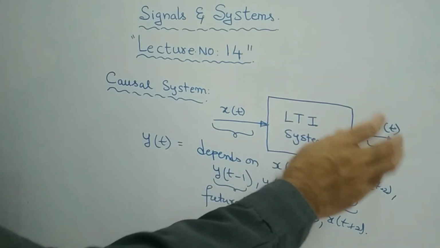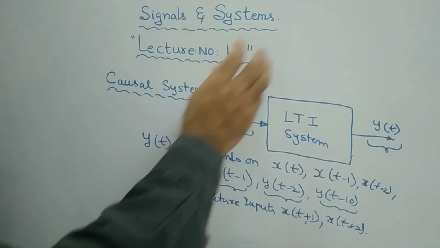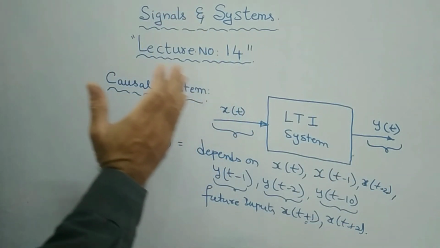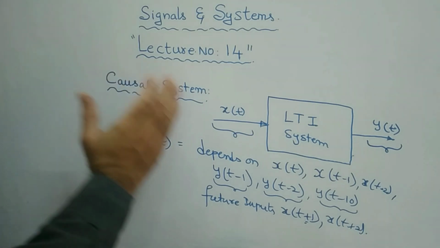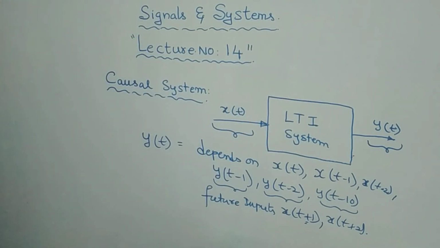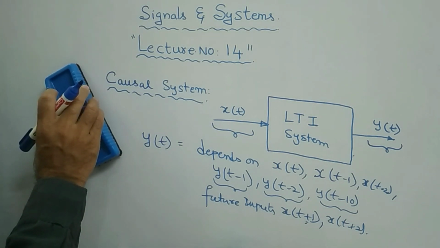should contain the values of input as well as the output must be the present as well as the past values only. Present and past values only, but not the future values, for a causal system, right? So that is the basic definition of a causal system.